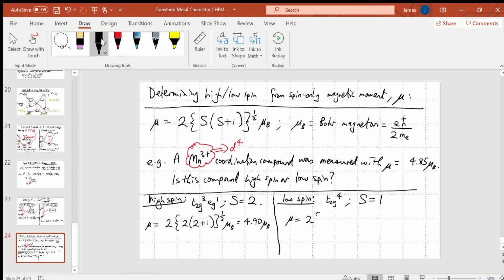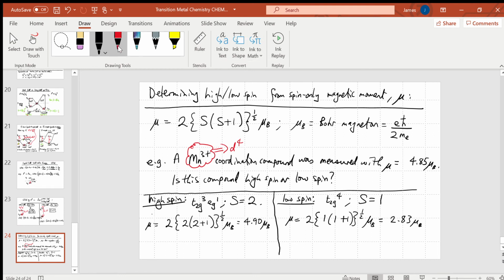So I would have 1, 1, plus 1. The whole thing square rooted, multiples of Bohr magneton, and this would equal 2.83 Bohr magneton.